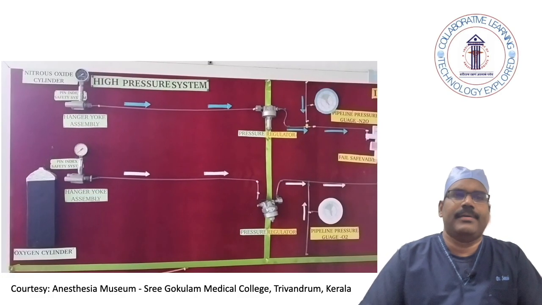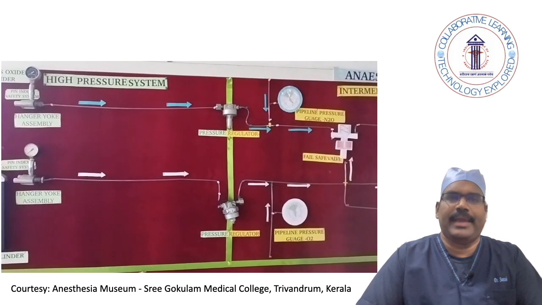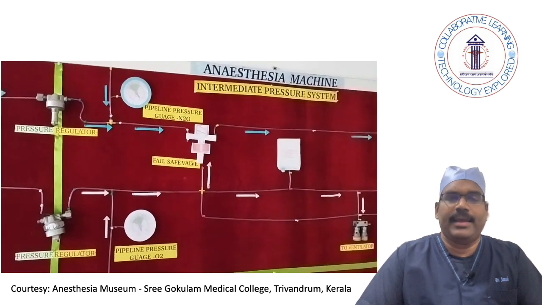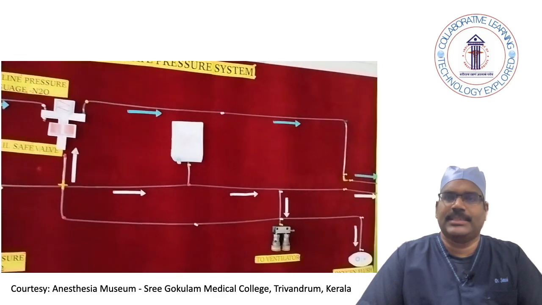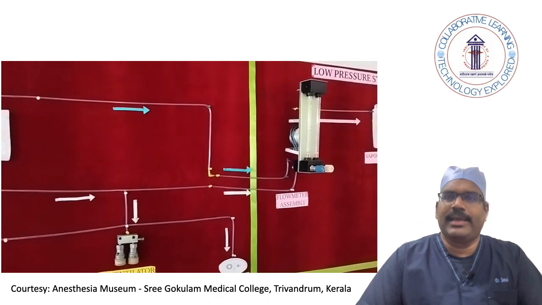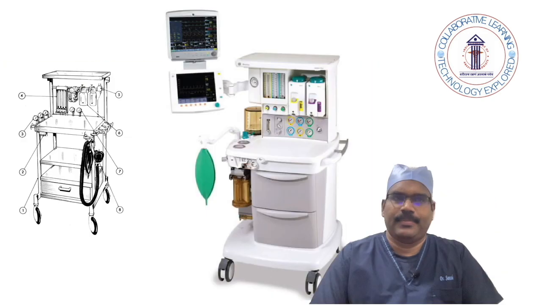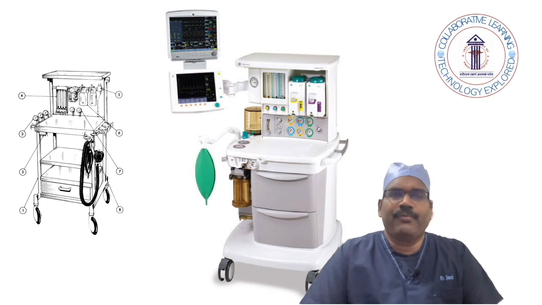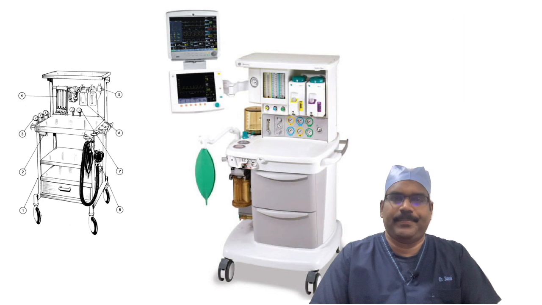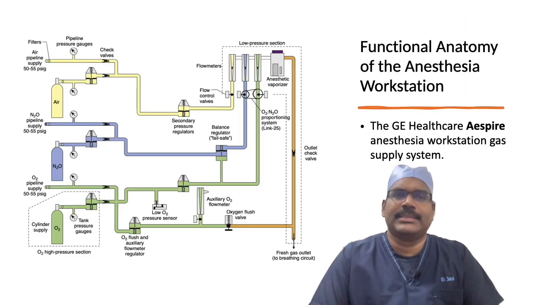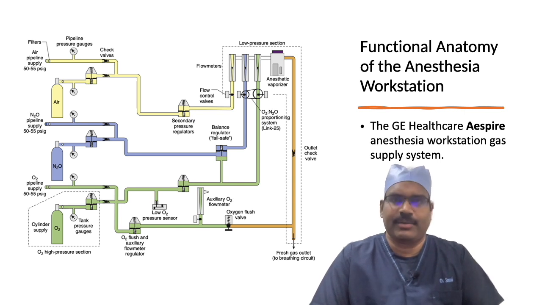We are all familiar with the basic Boyle's machine and its components, the high, intermediate, and low pressure system components. These are actually pneumatic components, all right? We have come a long way since then, adding components and features basically to improve the precision and safe anesthesia administration. The functional anatomy of the modern anesthesia workstation includes electrical components in addition to pneumatic ones.